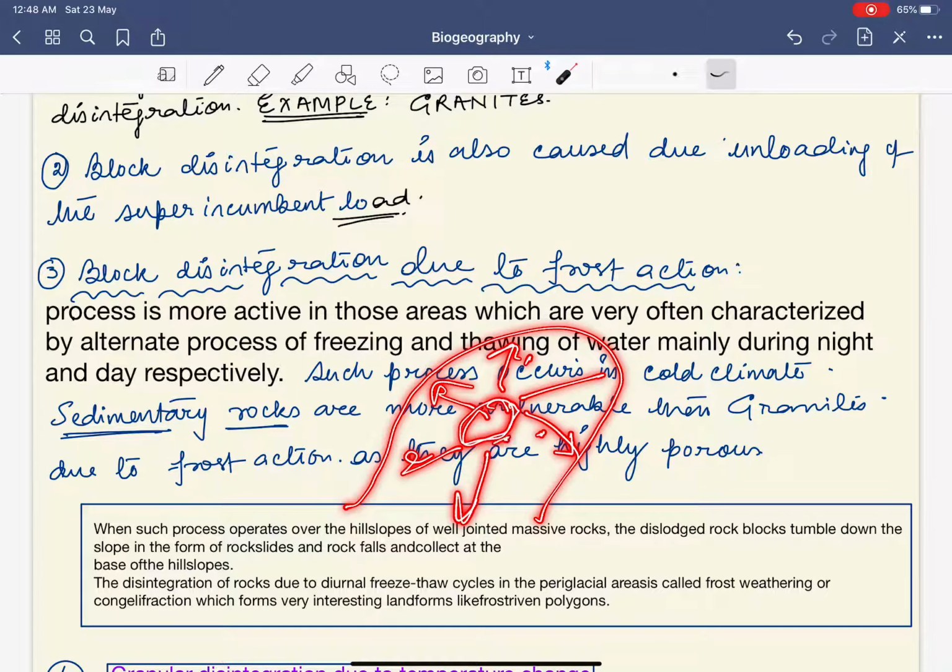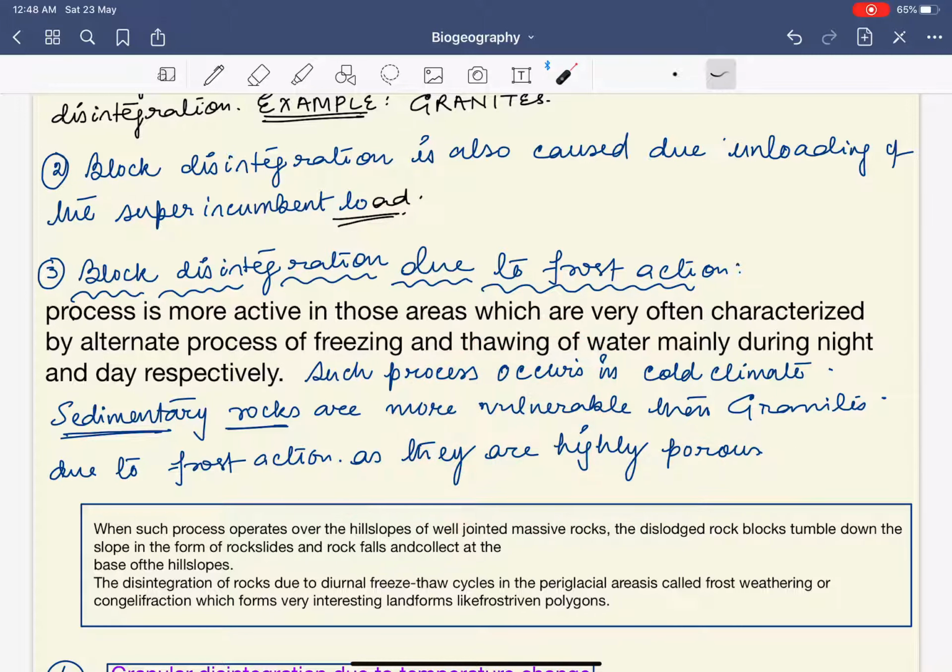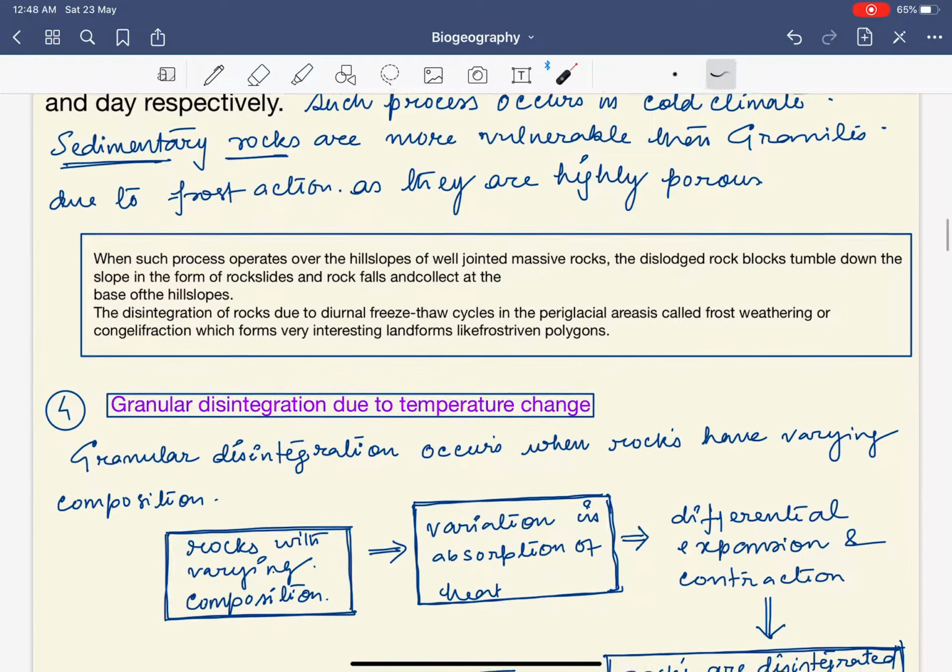Now how does the water get within the rock? The water gets into the rock from the cracks and surfaces, and this water is nothing but your frost or your atmospheric moisture. And during the daytime when it melts, it again contracts, and the expansion and contraction result in disintegration, or we say block disintegration. I hope you got the clarity of this.